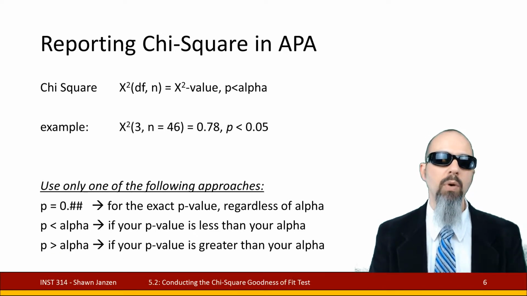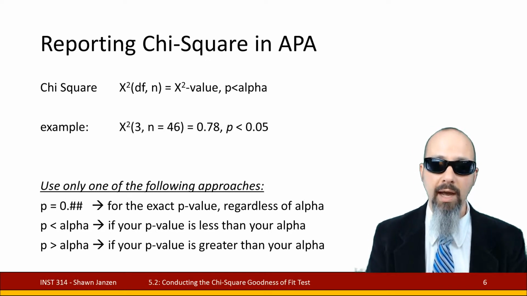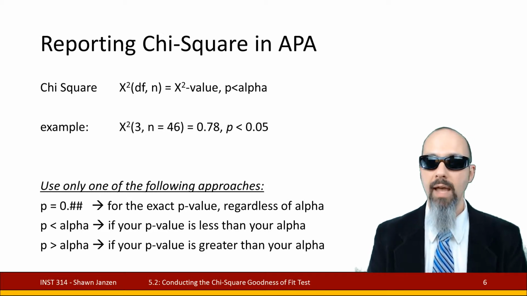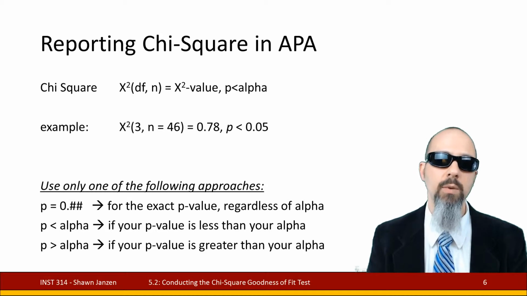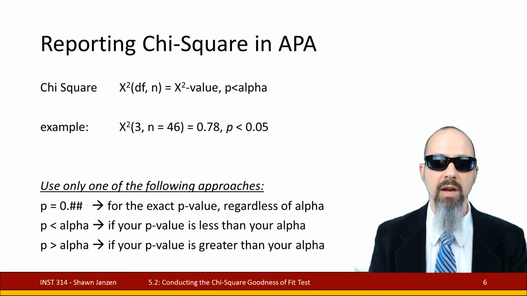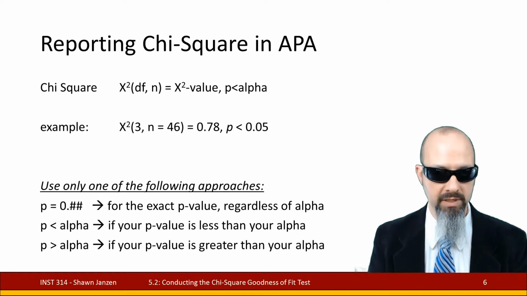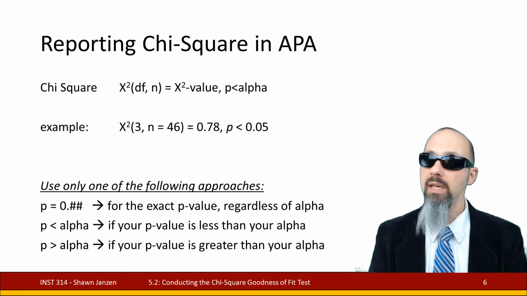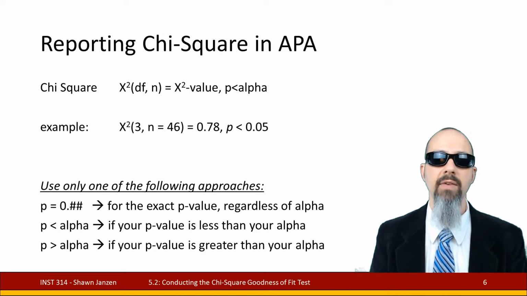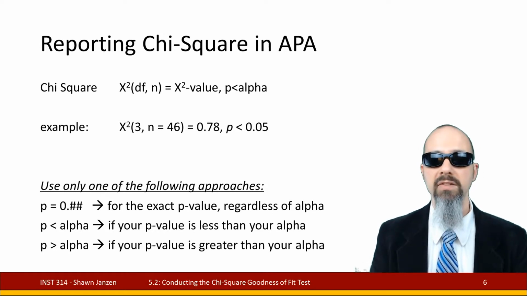Now, when we want to go ahead and report the chi-square in APA, which is the format we're using for class, we use the Greek letter chi squared, and then we set up, in parentheses, the degrees of freedom, comma, n, close your parentheses, equals the chi-square value that you obtained through your test, comma, and then p as it relates to your alpha. Now, I only want you to use one of 3 potential outputs here. You could write p equals and then put in the exact p-value you have, regardless of your alpha. That allows your reader to be able to see the exact p-value of your chi-square and then choose for themselves at what level of significance they would accept it.